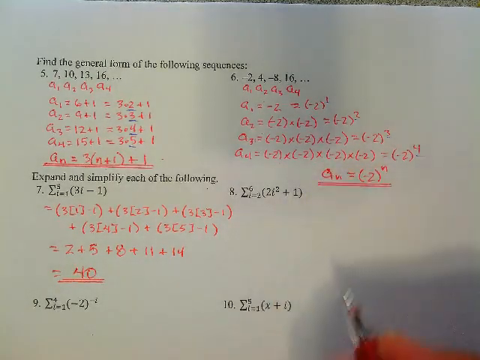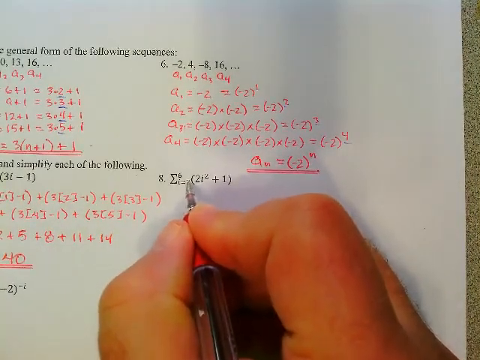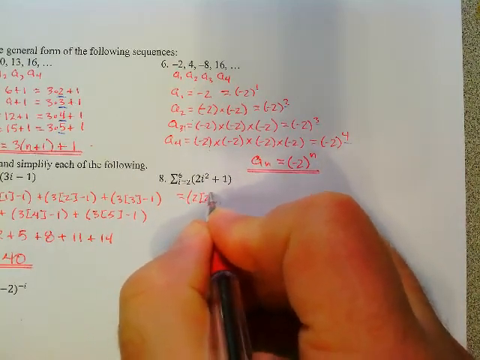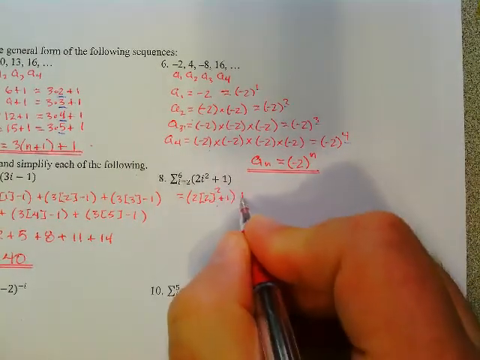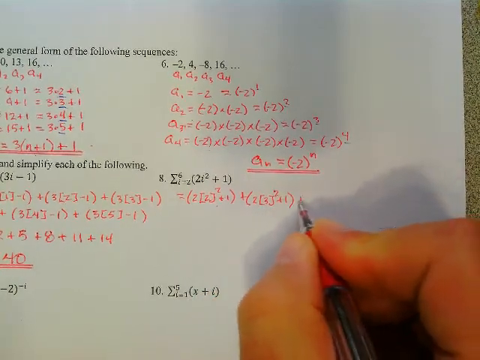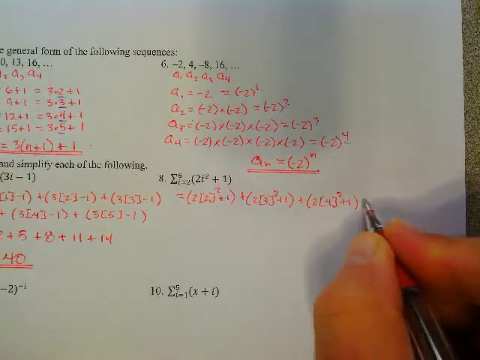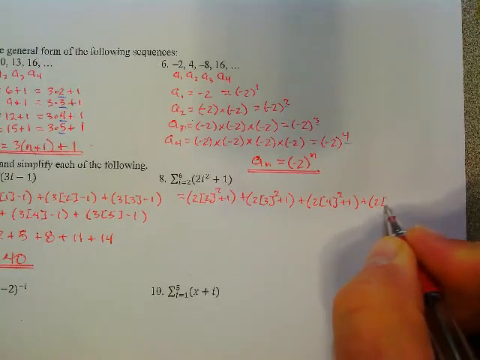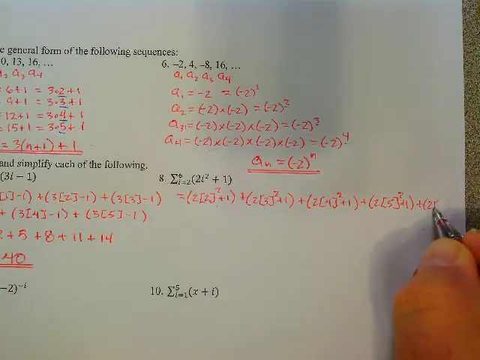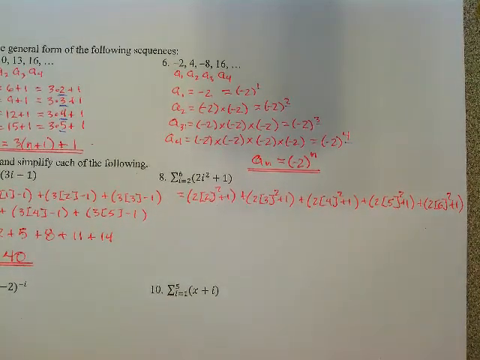All right, in this one, I have i going from 2 to 6. So we've got 2 times 2 squared plus 1, plus 2 times 3 squared plus 1, plus 2 times 4 squared plus 1, plus 2 times 5 squared plus 1, plus 2 times 6 squared plus 1. So there is the expansion.